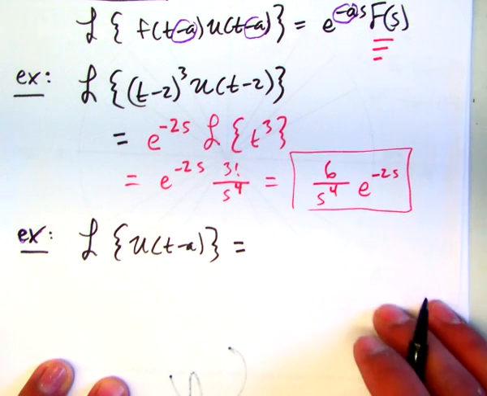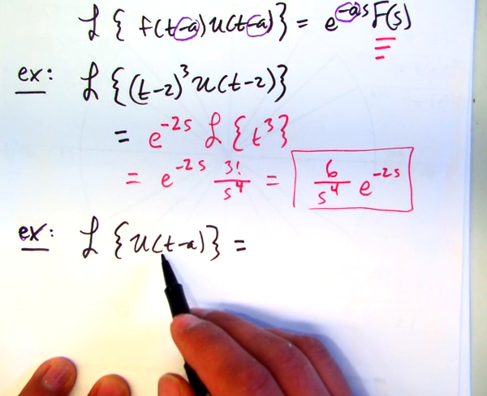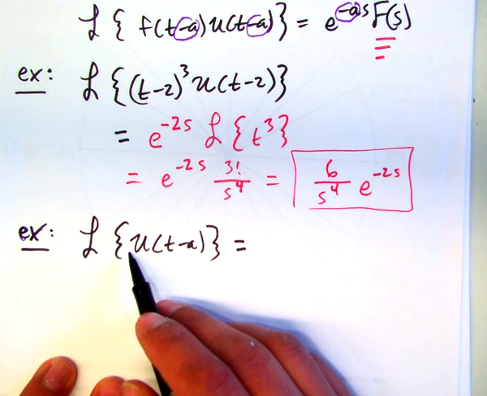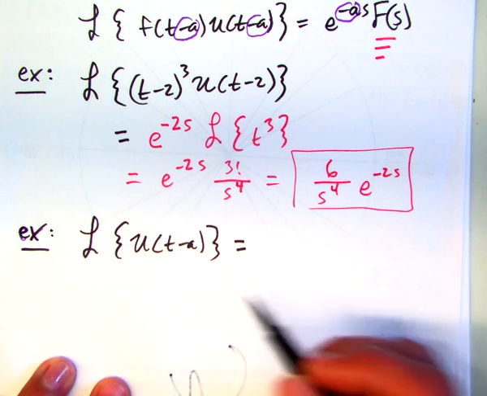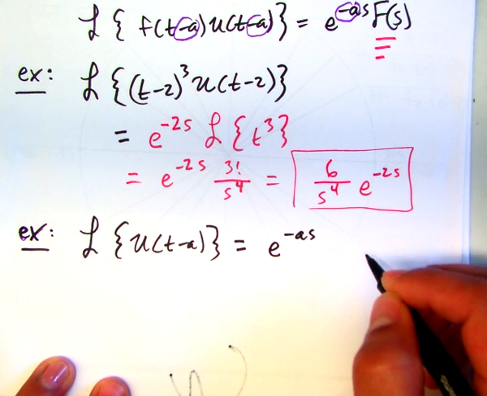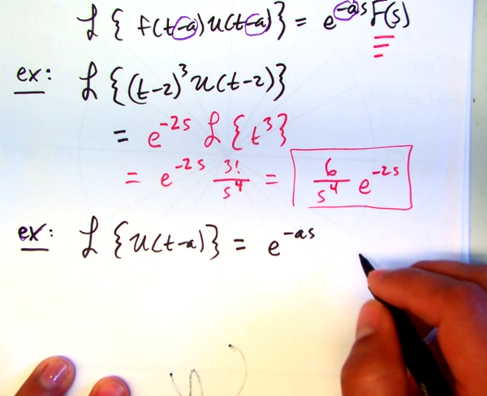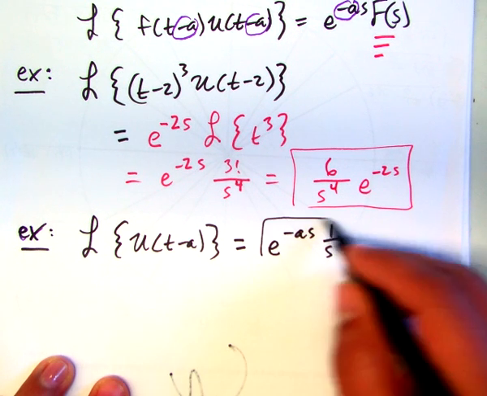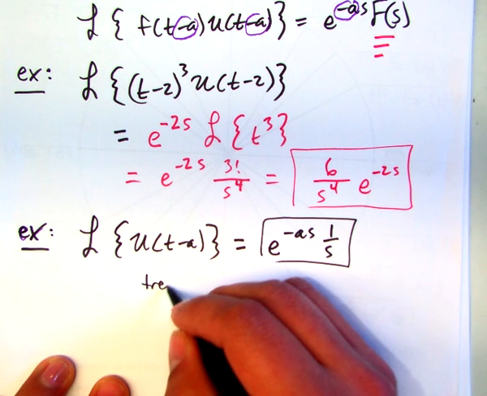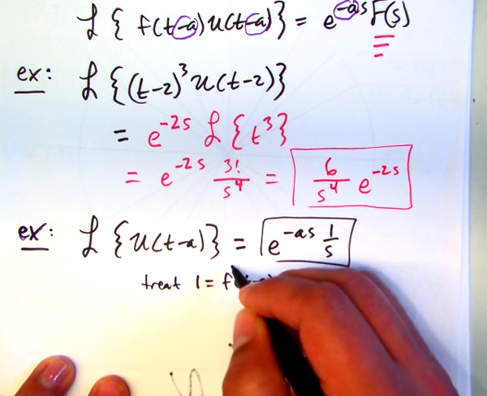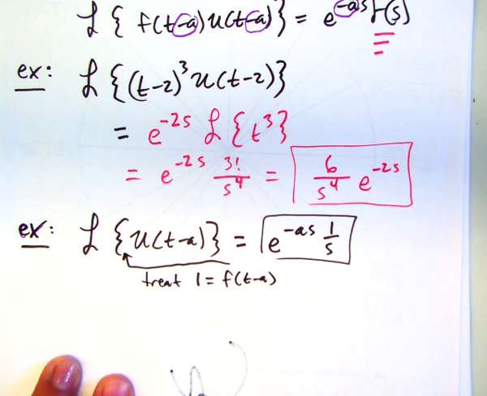So we have the unit step function times, we don't have anything else there, but we can call it 1. So then we'll have e to the minus as, and then what's the transform of 1? 1 over s. So we treat 1 as equal to f of t minus a. Okay.